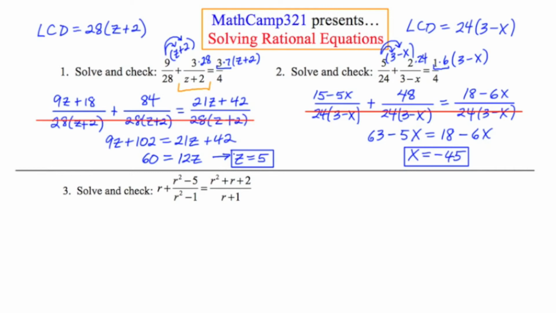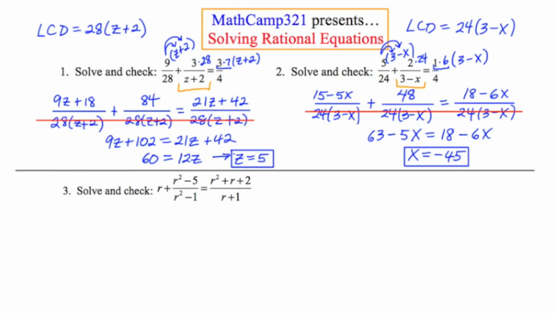So again, I'm looking at the denominator in the middle, whose denominator is 3 minus x. Now the only problematic x would be if x were 3, because then you'd have 3 minus 3 or 0 in the denominator. But that's not the case here. We have negative 45, so we should be good. Let's move to example 3.